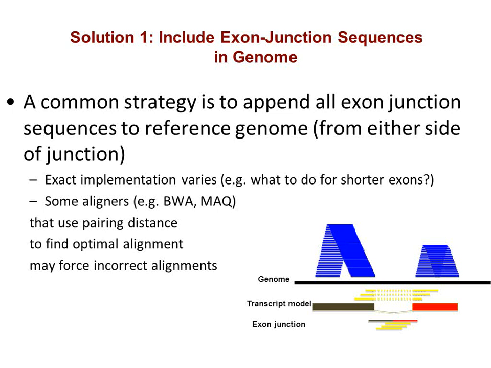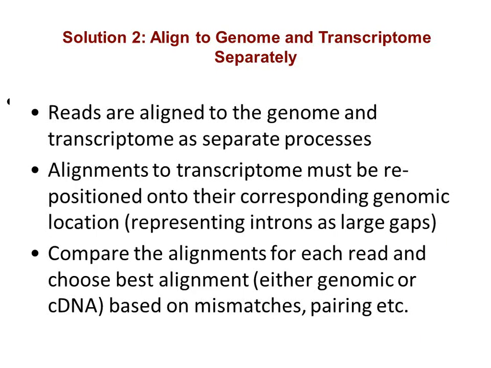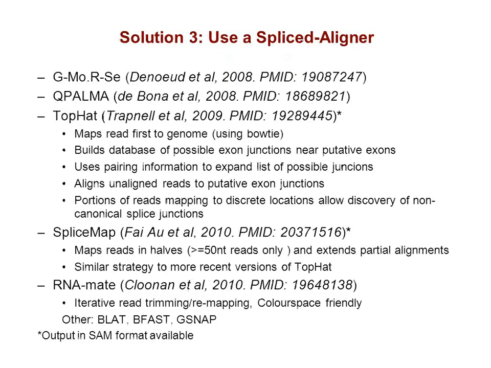A good example is Staph aureus. We sequenced like 50 Staph aureus genomes, but no one's actually sequenced the transcriptome of Staph aureus, so no one knows exactly what's going on with that. So one approach is to align to the genome and transcriptome separately, and then compare the alignments.